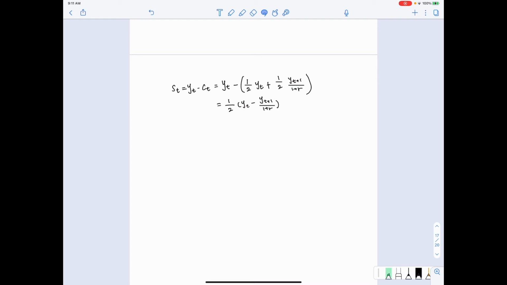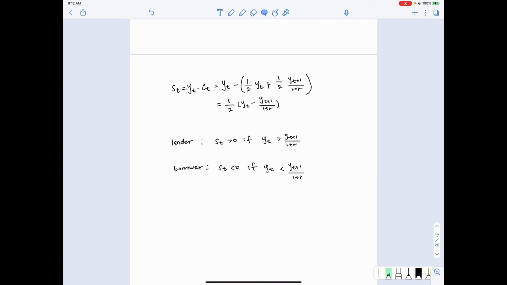So for an individual to be a lender, we know that the saving needs to be positive. So it implies that Y_t needs to be greater than Y_{t+1} over 1 plus R. On the contrary, if an individual is the borrower, then we know the saving needs to be negative. Therefore, we know from the equation, if an individual is the borrower, then the current income needs to be less than the present value of the future income.